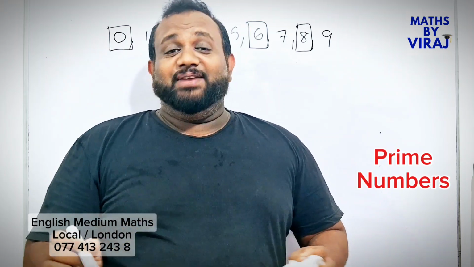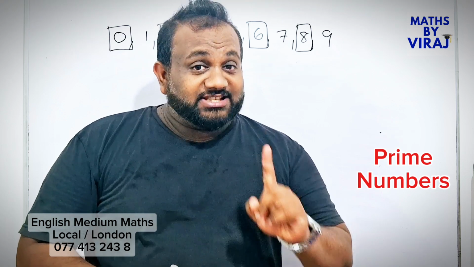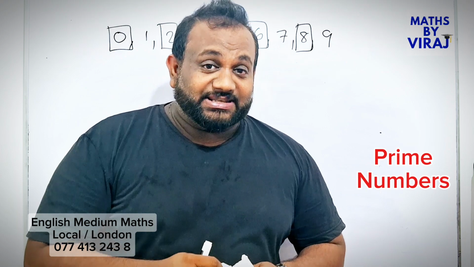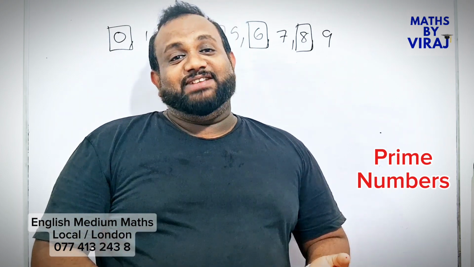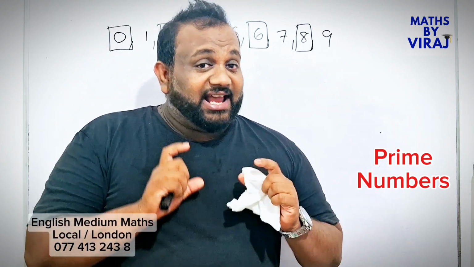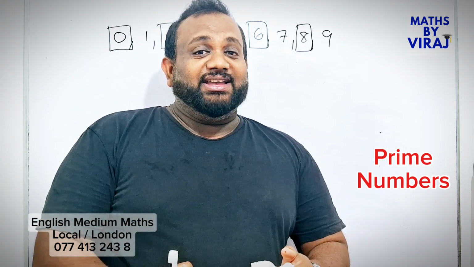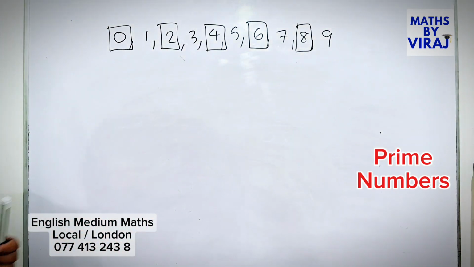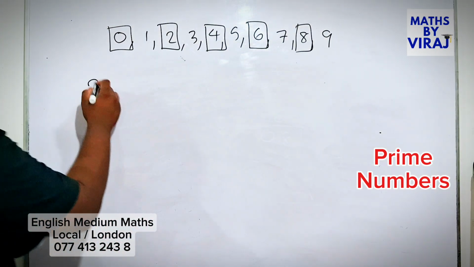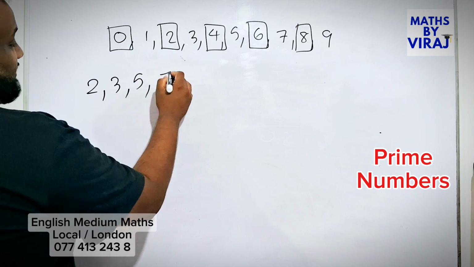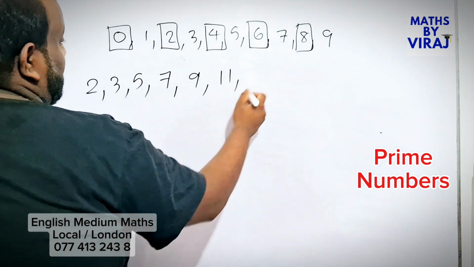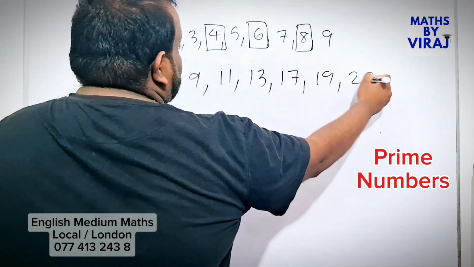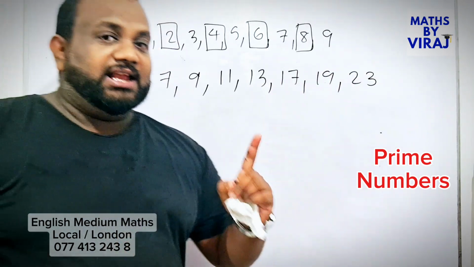Prime numbers, prathamaka sankhya. A very important set of numbers, but there is a rule. What is the rule? Numbers that are divisible by 1 and by themselves only. Let's look at this. I am going to write some examples of prime numbers: 2, 3, 5, 7, 9, 11, 13, 17, 19, 23.